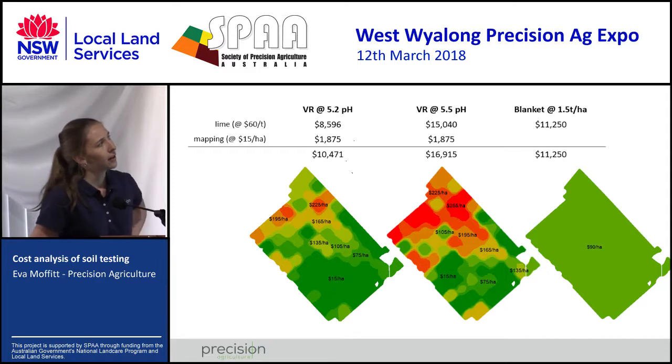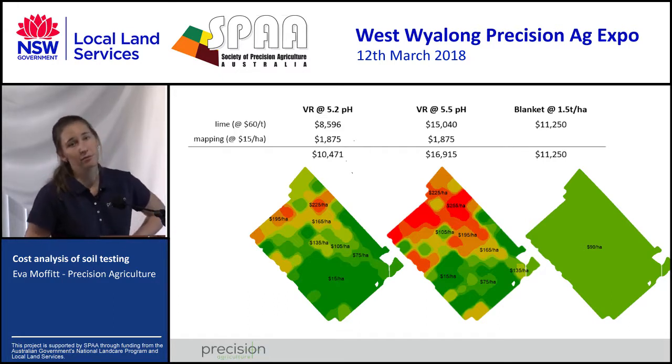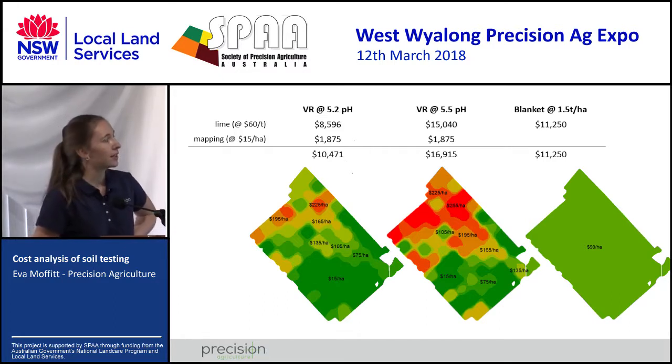Lastly, I've included a blanket at 1.5 tonnes. I picked that rate because if we had done that transect soil sample, we might have thought a tonne and a half of lime might be adequate. It's also a rate that, you know, different people have different typical blanket rates, so that's somewhere in the middle from what I hear. So at $60 a tonne, we've spent $11,250 on lime to blanket that.